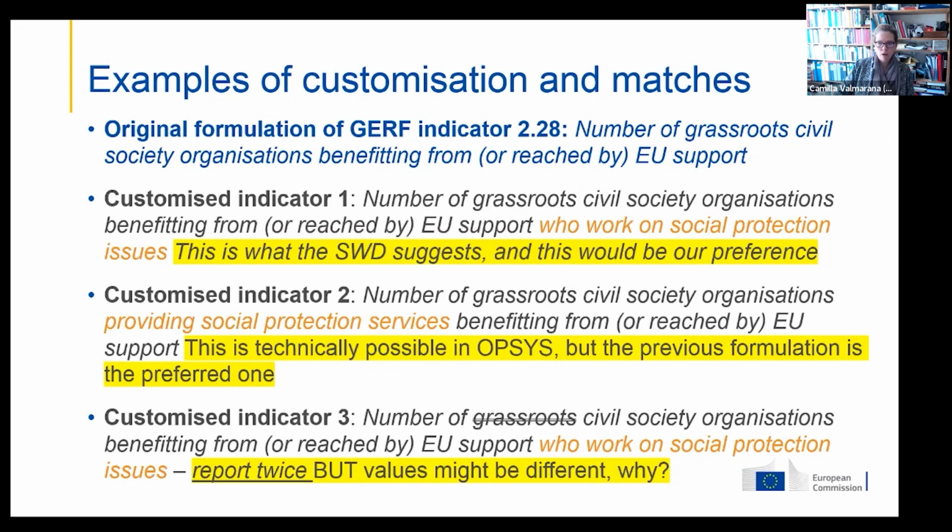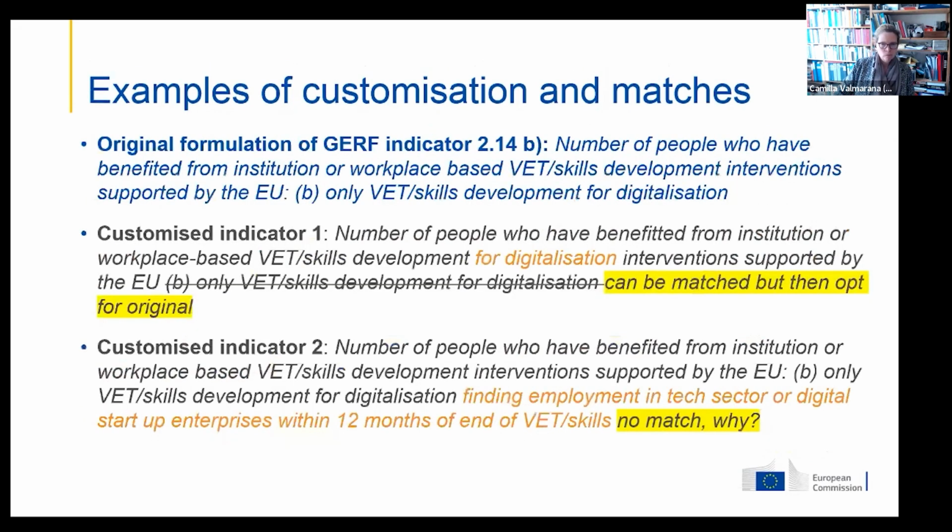Okay, so that was our first example. And now let's look at the second example. And again, we're focusing on customized indicators and potential matches. In this case, we chose the GERF indicator 214B. So number of people who have benefited from institution or workplace VET skills development interventions supported by the EU. B, only VET skills development for digitalization.